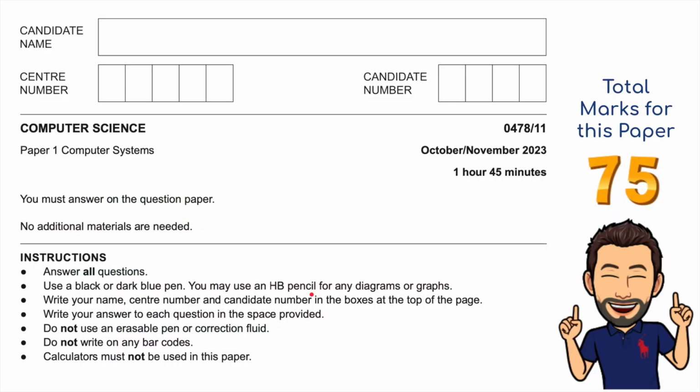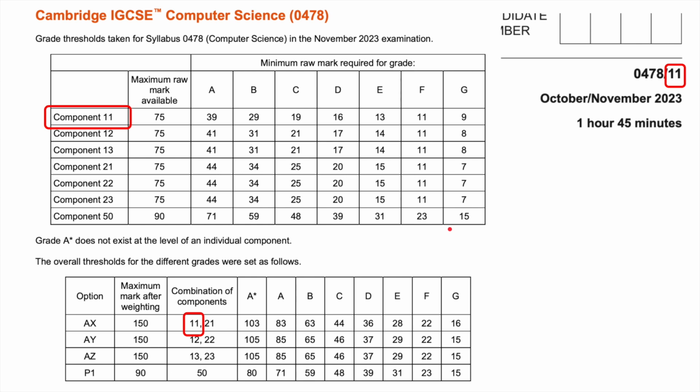Okay? So here we go. Here's the paper. Remember to write in blue or black pen. This is what you'll get, or something similar, on exam day. Let's go through the grade boundaries for these particular papers. This was from October-November 2023.